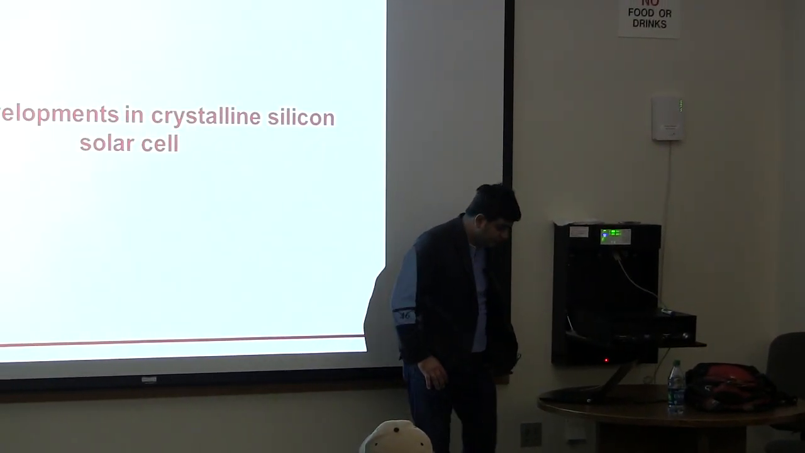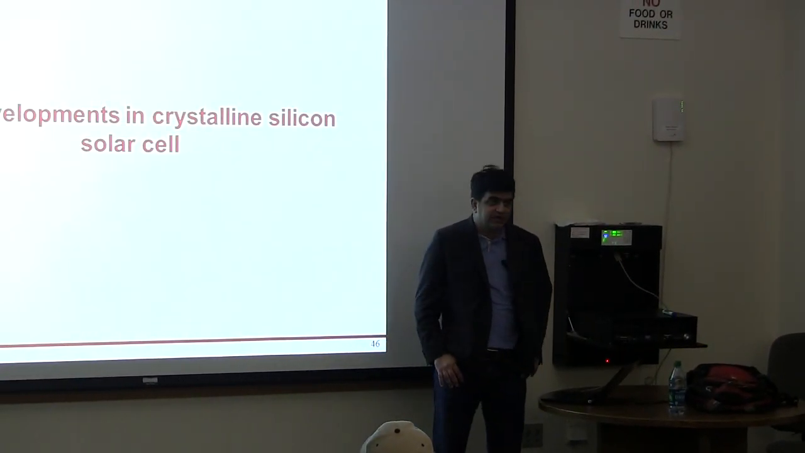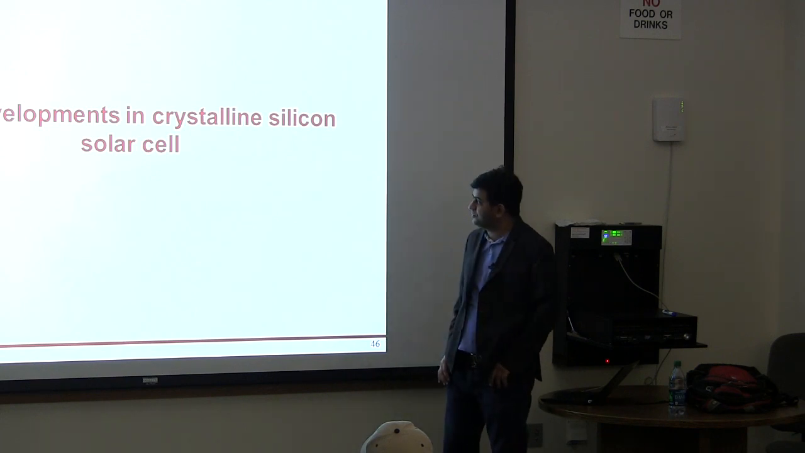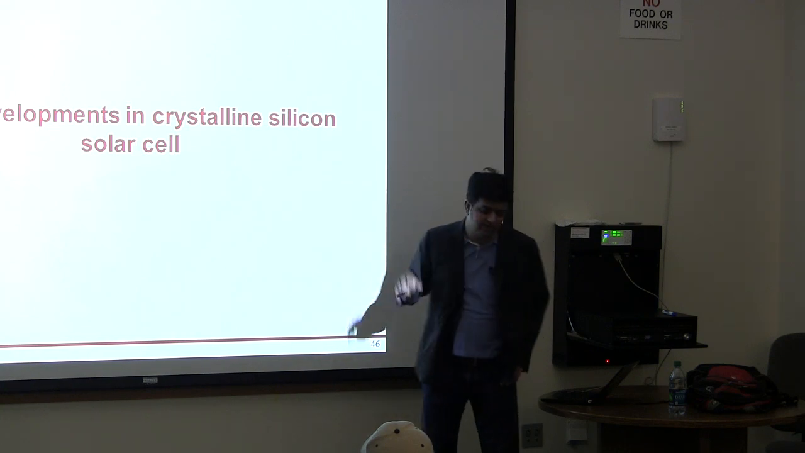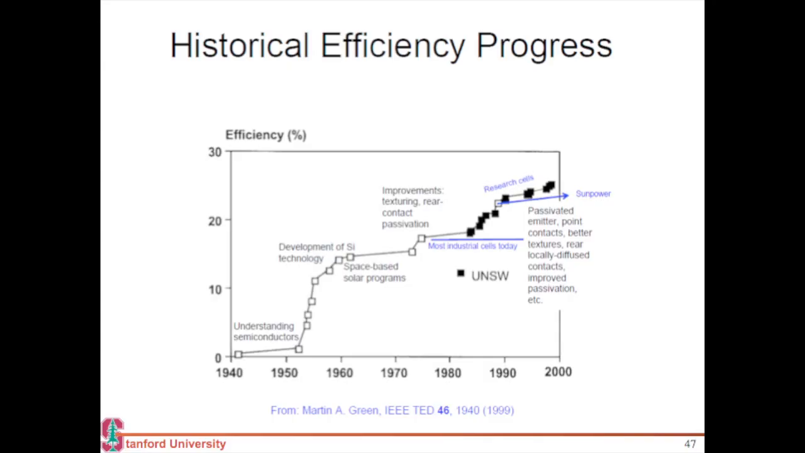Right, so I want to change gears and talk about the key developments that have happened specifically in crystalline silicon solar cells. So for crystalline silicon solar cells, this is the efficiency as a progression of time, and this was the time where we understood silicon processing. So it went from 1 to 10% over there, but then stayed pretty much constant.